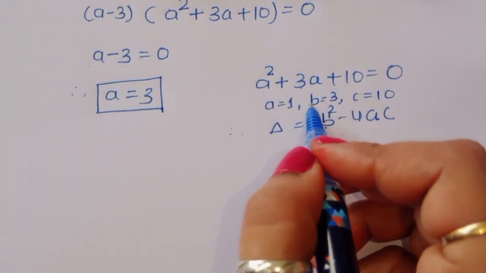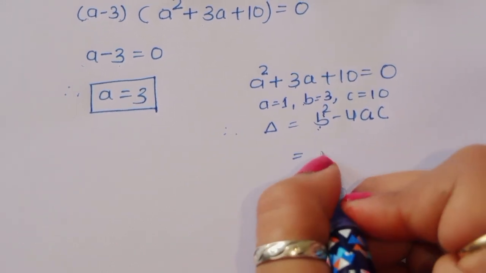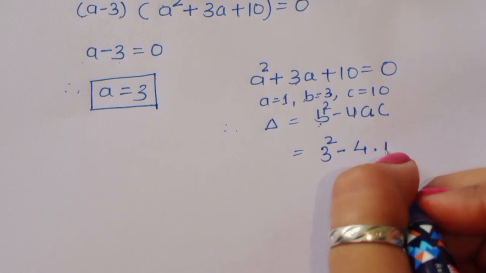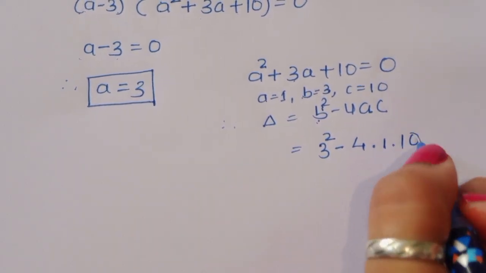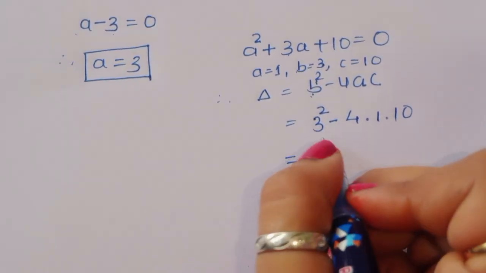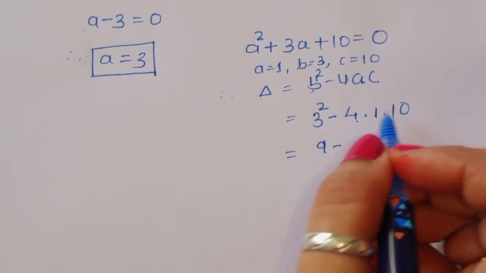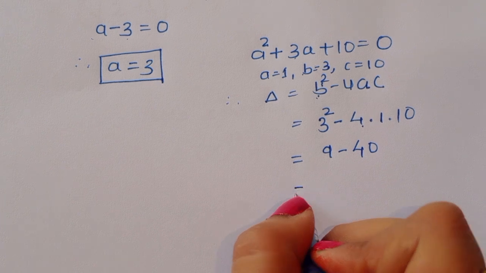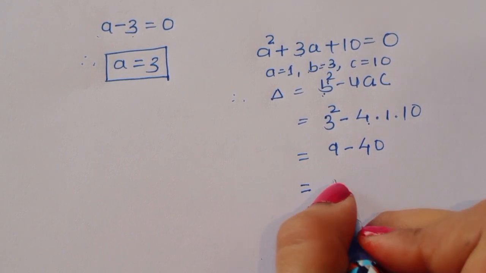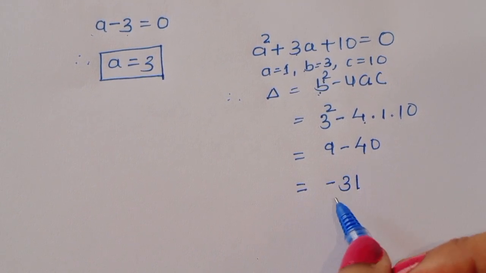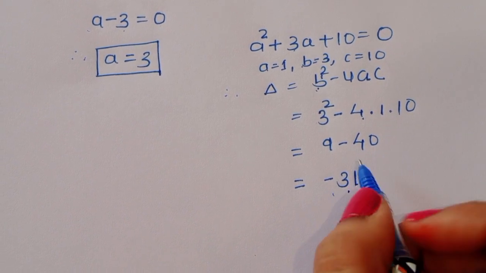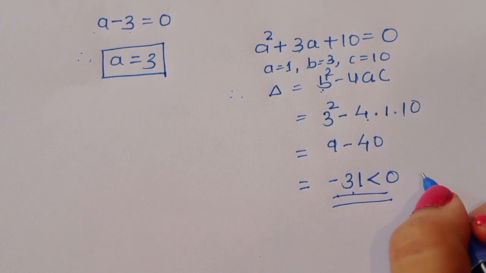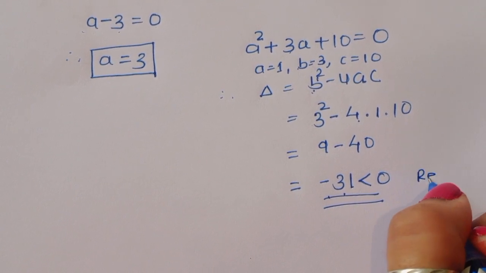So b square is 3 square. So 3 square minus 4 times a, that is 1, times c, 10. 3 square is 9, minus 4 times 10, that is 40. So 9 minus 40 is minus 31. Now the value is minus 31, so it is less than 0, right? Therefore this is a negative value, so this is rejected.